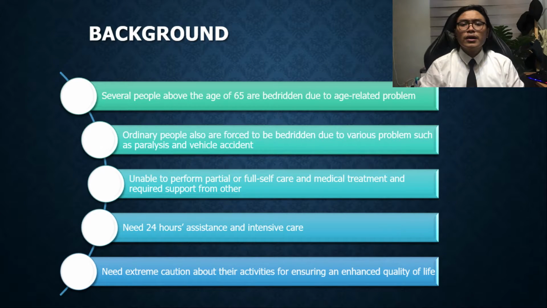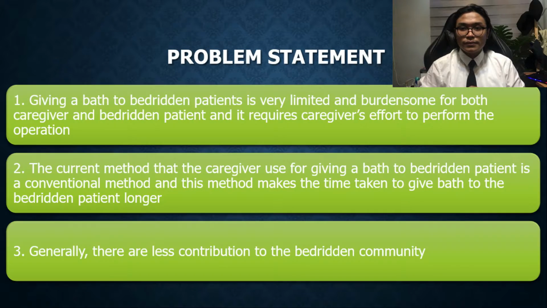Background. First, several people above the age of 65 are bedridden due to age-related problems. Number 2, ordinary people also become bedridden due to various problems such as paralysis and accidents. Number 3, they are unable to perform safe care and immediate treatment for themselves and require support from others. Number 4, they need 24-hour assistance and intensive care. Number 5, they need extreme caution about their activities to ensure and enhance the quality of life.